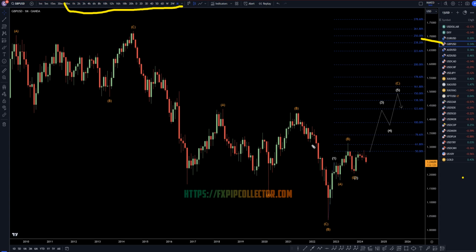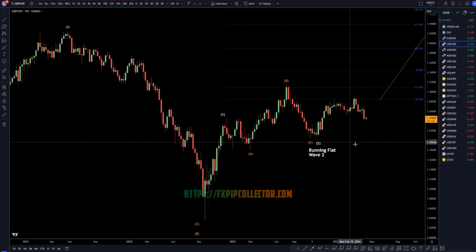So on the pound dollar monthly, I still think this move down is likely to make a higher low. I still think this is part of a 1, a 2, and I think we're still in subdivisions of a wave 3, which I still think is most likely going to eventually go up and take out these highs before we do get that bigger push to the downside. So let's take it down to the weekly time frame.